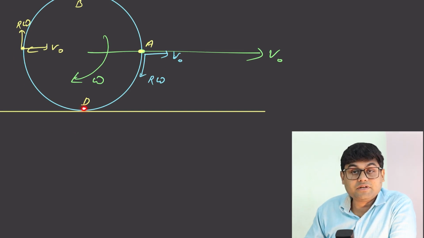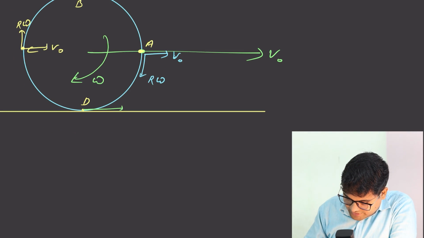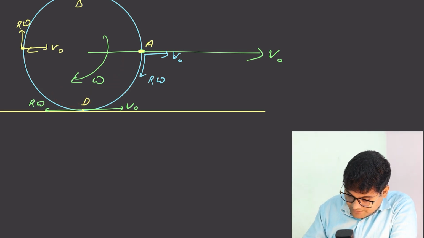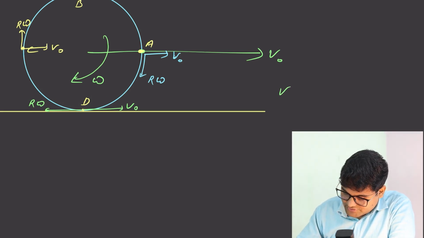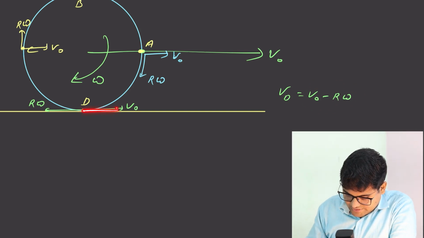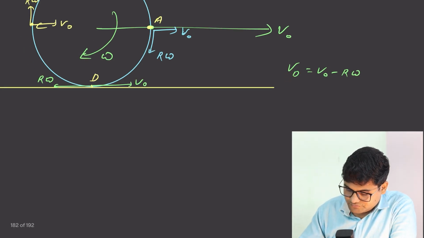For the point D, which is special for us, what will it be? There will be linear velocity v naught, and R omega will be in this direction because it is rotating like this. So R omega will be in this direction. So what will be the net velocity of this point D? The net velocity of point D will be v naught minus R omega, right? Because both are exactly opposite to each other, making a 180-degree angle. So the net velocity will be just like this.